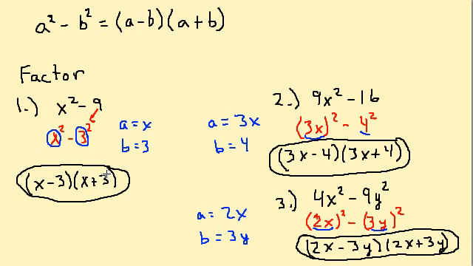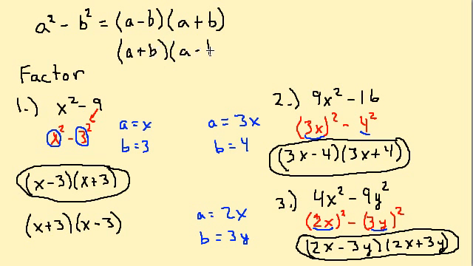Now let me talk about this x minus 3 times x plus 3. You could have also written this as x plus 3 times x minus 3. Okay, it doesn't matter which one you write first. In other words, the a minus b times a plus b could also be written as a plus b times a minus b.